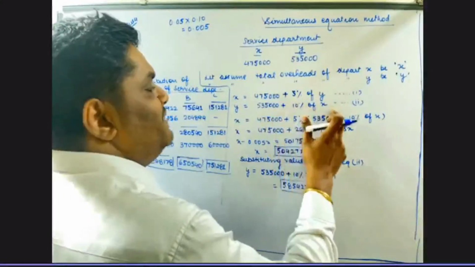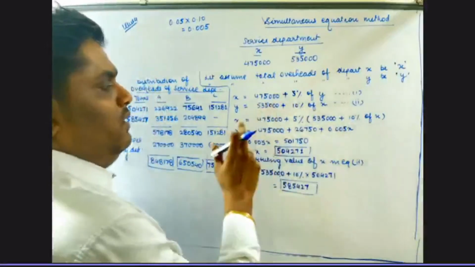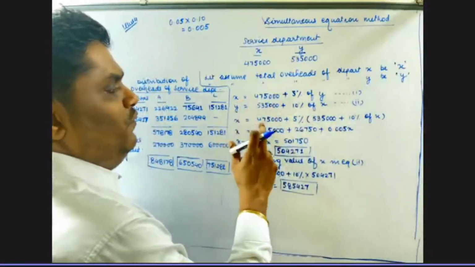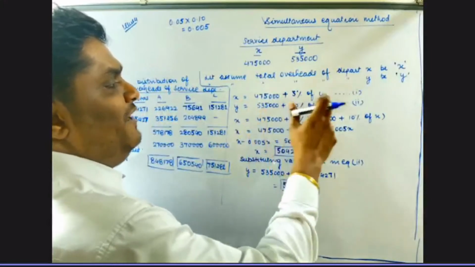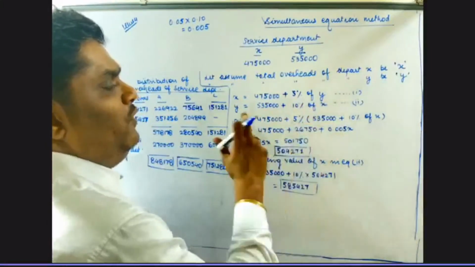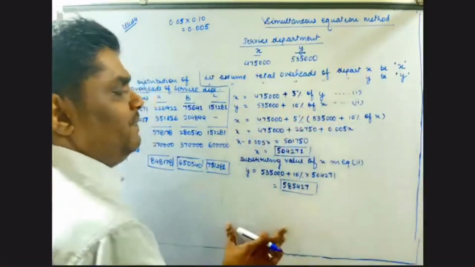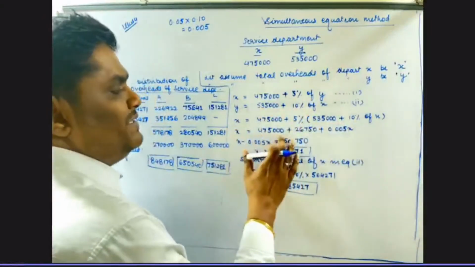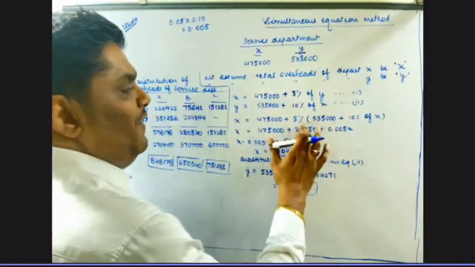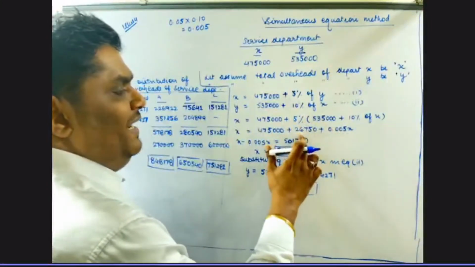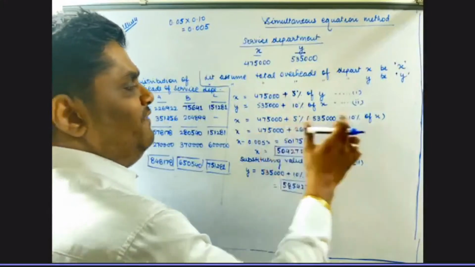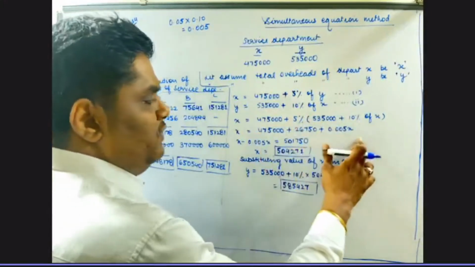So 10% of X. Now, X is equal to 4,75,000 plus 5% of Y. And what is the value of Y? 535 plus 10% of X. So X will be equal to 475. So 5% of 535 is 26,750. 5% of 10% is 0.005.